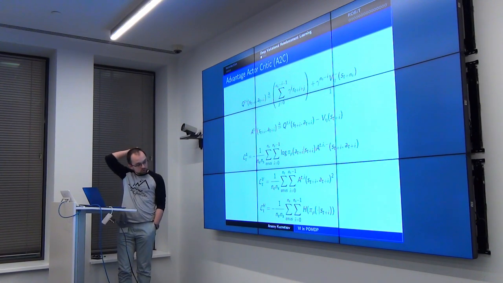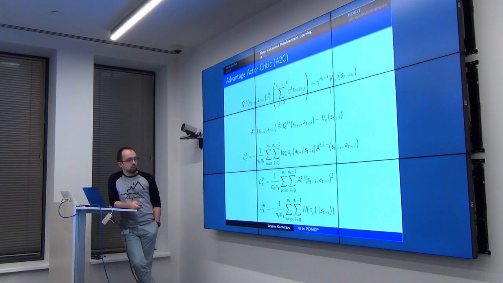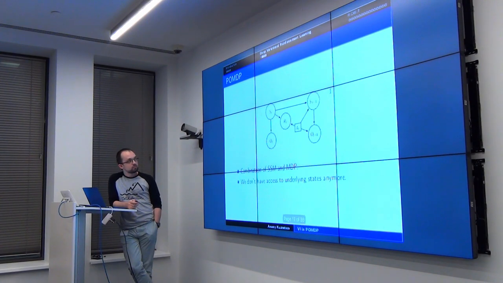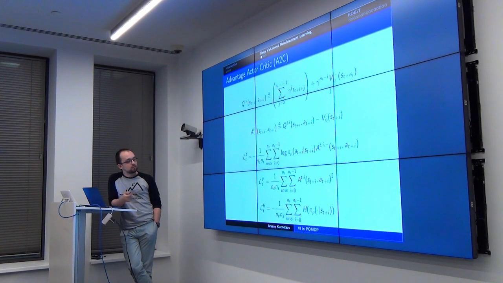And the last term is entropy loss. We want our policy to have high entropy. It helps with exploration and prevents us from prematurely finishing optimization. And we can say that it will smoothen the landscape of our optimizing function. So it's just a method for reinforcement learning in a fully observable case.